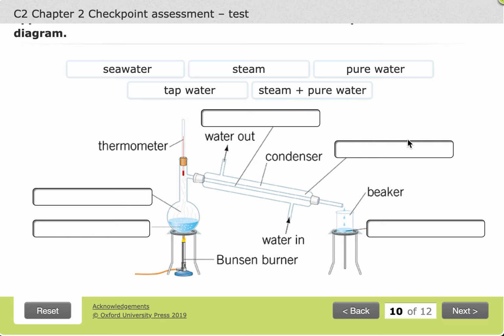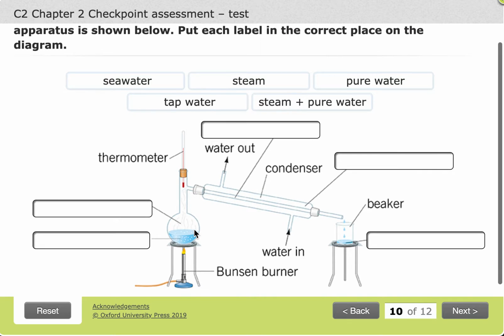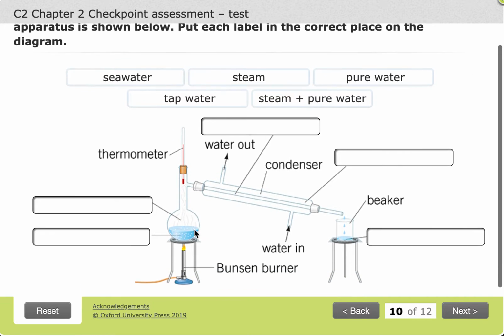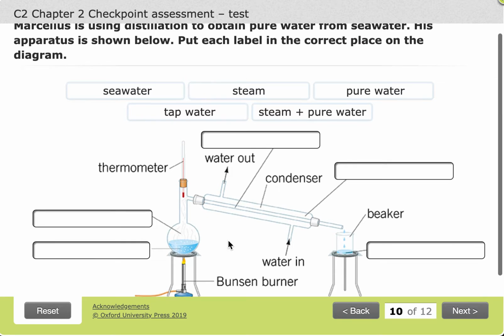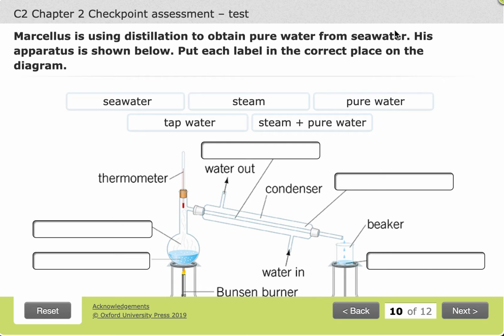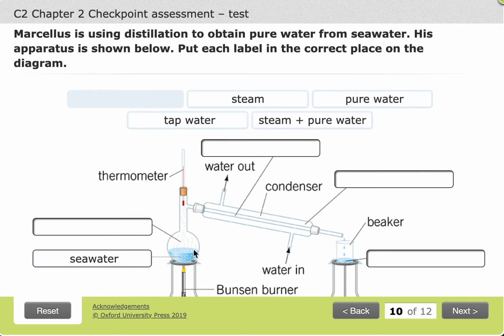Okay, we've got our distillation setup, and we're being asked to label with the appropriate types of water in each case. Let's have a look. We'll start with down here. Well, anytime we're doing an experiment, we've got our original liquid here, our original solution, and that is the seawater. We're trying to separate out the pure water from the seawater.